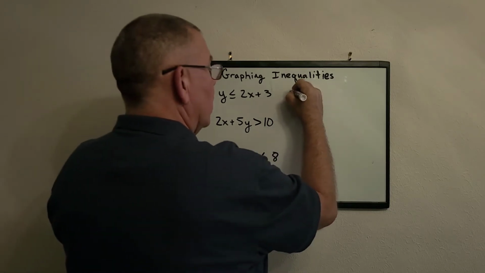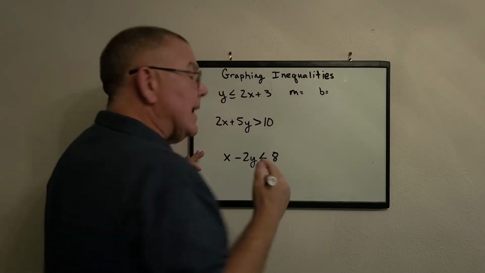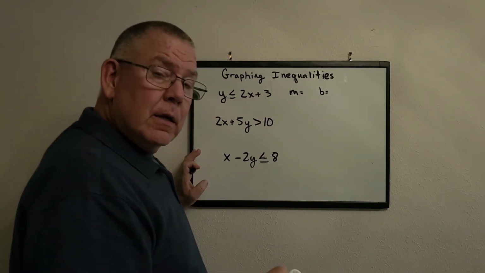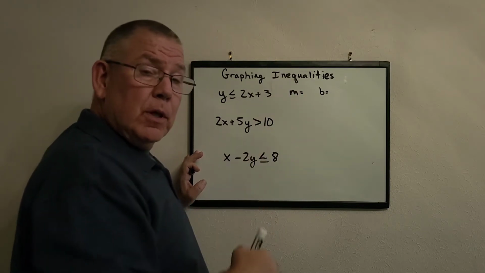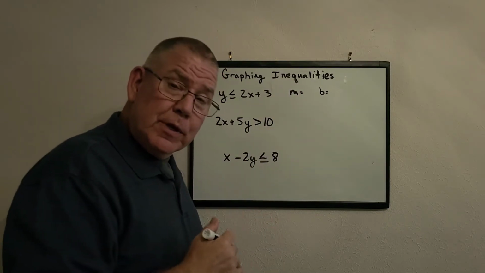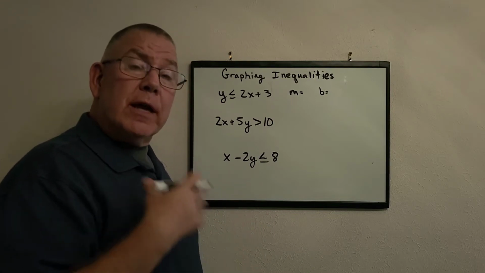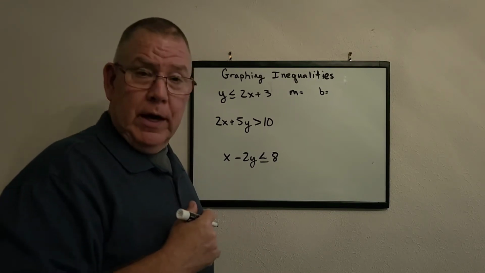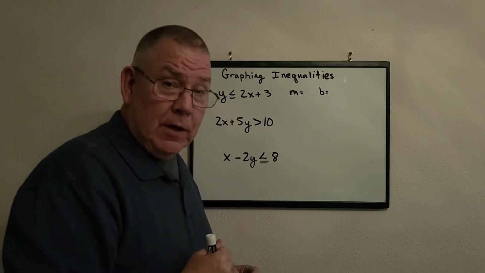I have slope, I have y-intercept. Is the line solid or is it dashed? And do I shade above the line or below the line? Now, a lot of teachers will tell you to use a test point. That works out too. But this is what Mr. J calls a minor shortcut. But it always has to be in slope-intercept form.